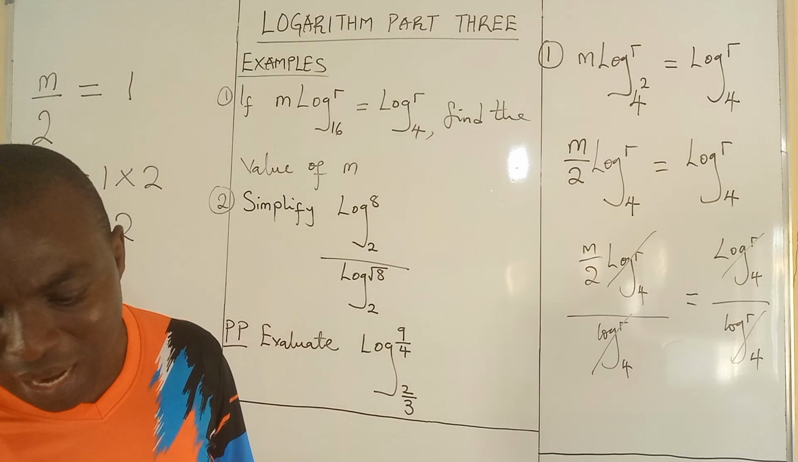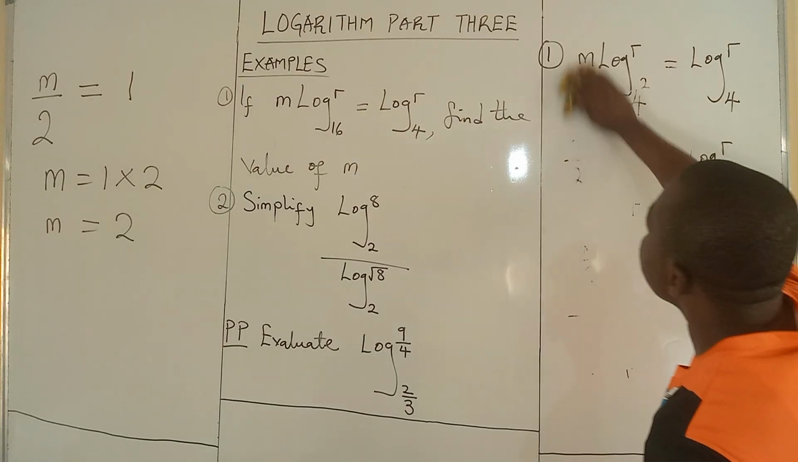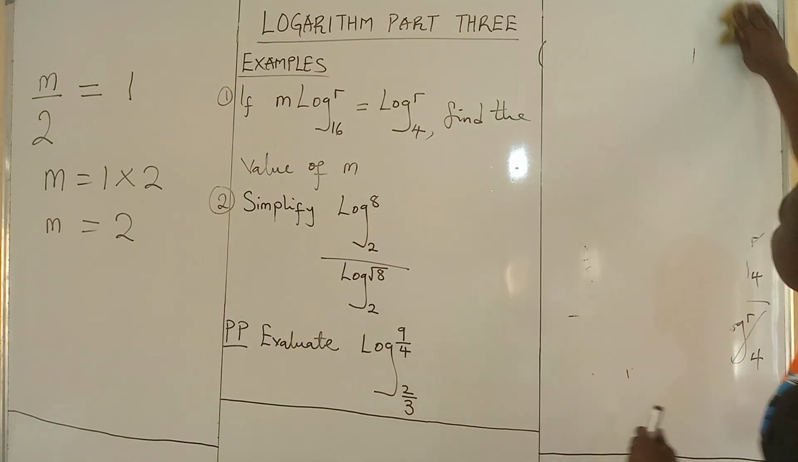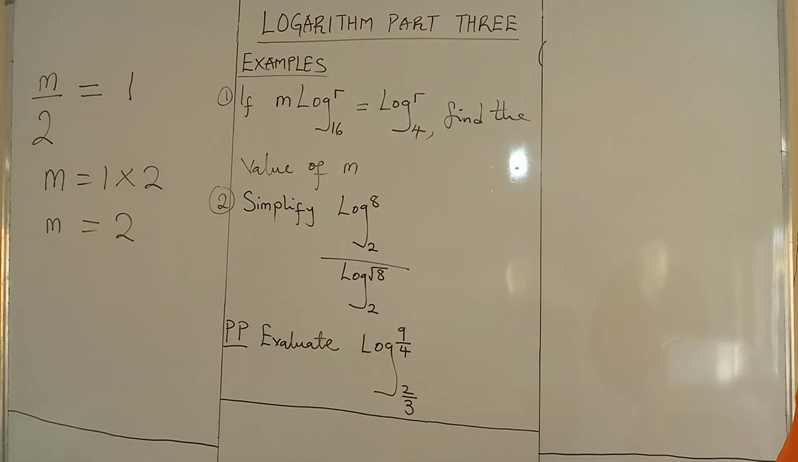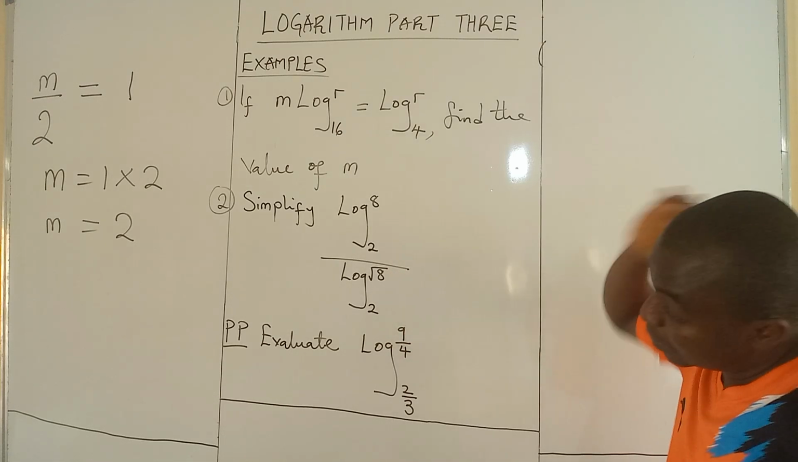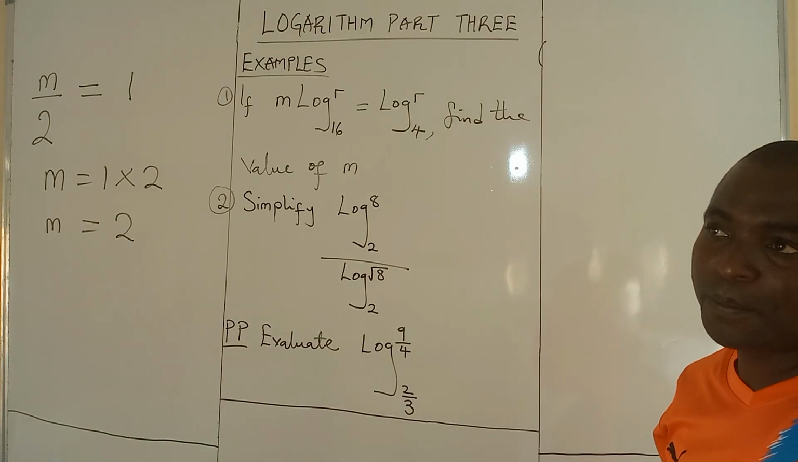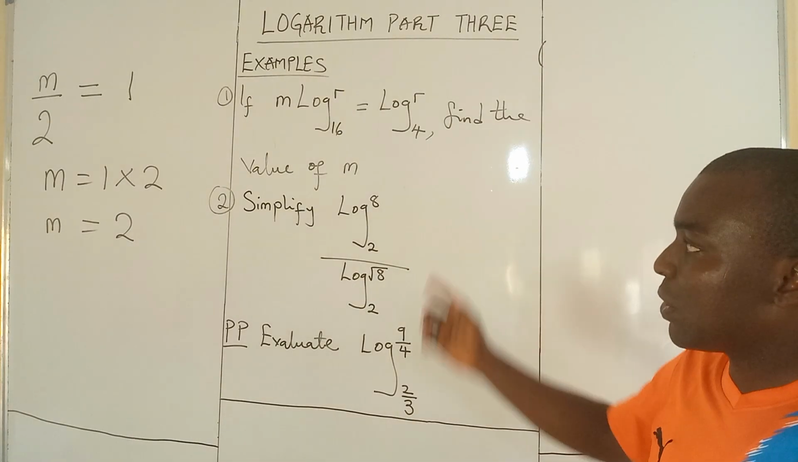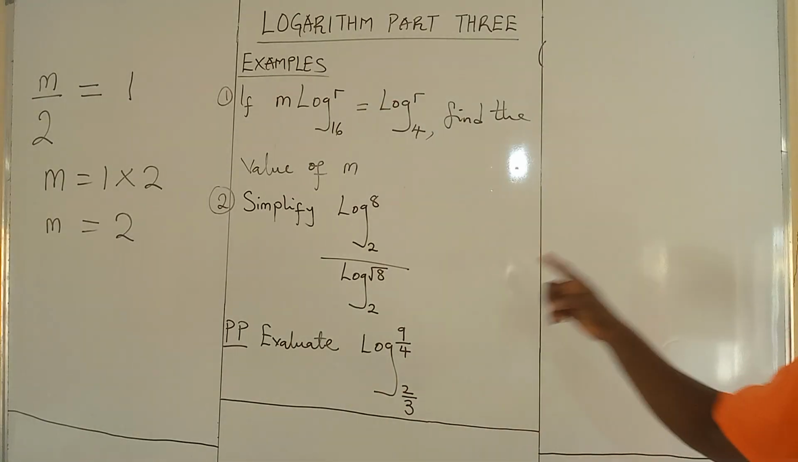So quickly, we are going to look at the next one. Question number 2. In question number 2, we are asked to simplify log 8 base 2 divided by log root 8 base 2. Recall, I said it earlier, anytime you are given a question on logarithm, it must always resemble one of the laws. So just look at the question, which law does it resemble, and you apply it. So please try and go through part 1 before coming over to part 3.